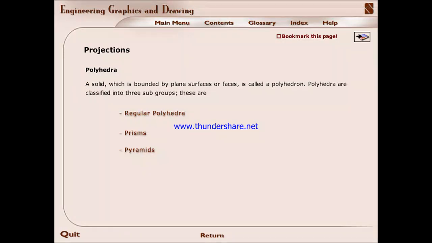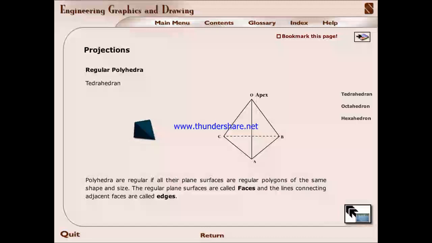Polyhedra. A solid which is bounded by plane surfaces or faces is called a polyhedron. Polyhedra are classified into three subgroups. These are regular polyhedra, prisms, and pyramids. Regular polyhedra: tetrahedron.